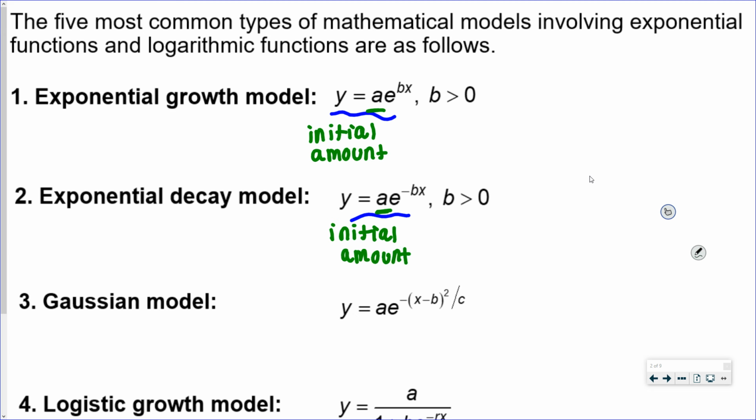So if I were to plug 0 in for x, b times 0 is 0. What's e to the power 0? 1. So you're always going to end up with whatever this number is as your initial amount or your y-intercept. And this would work for any base. Sometimes, like in PERT, this factor that's being multiplied to your exponent can sometimes be like a rate. That just depends on the application of the problem.